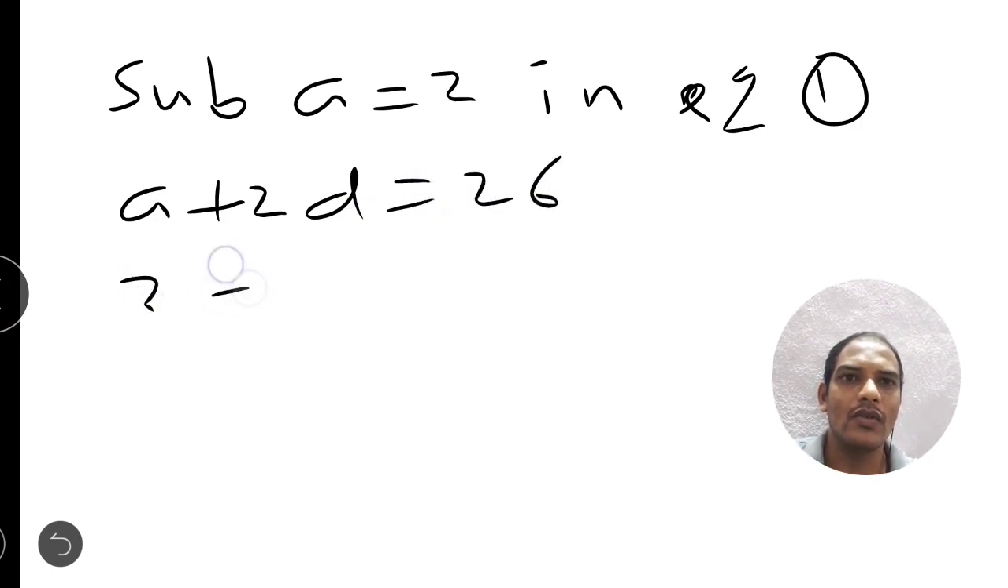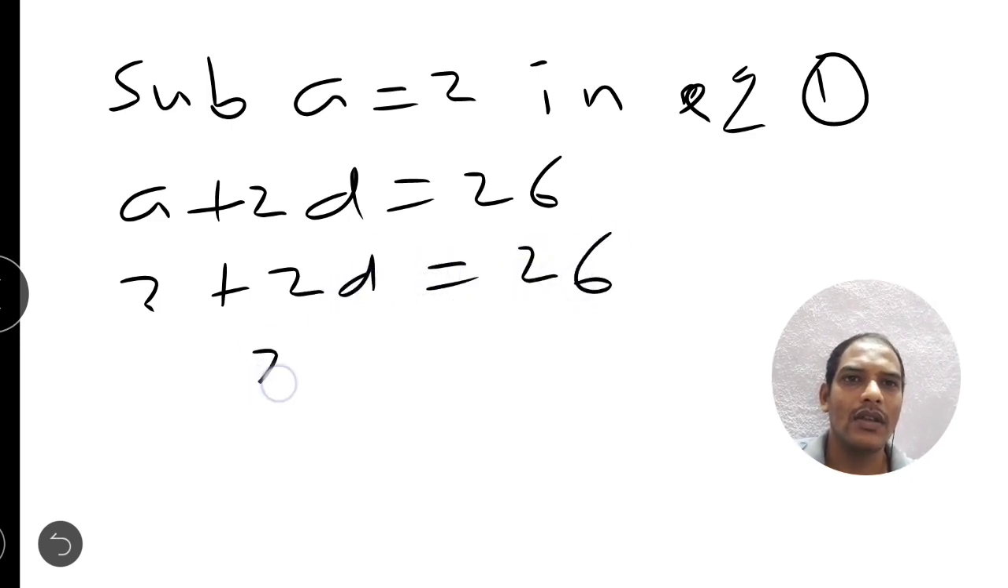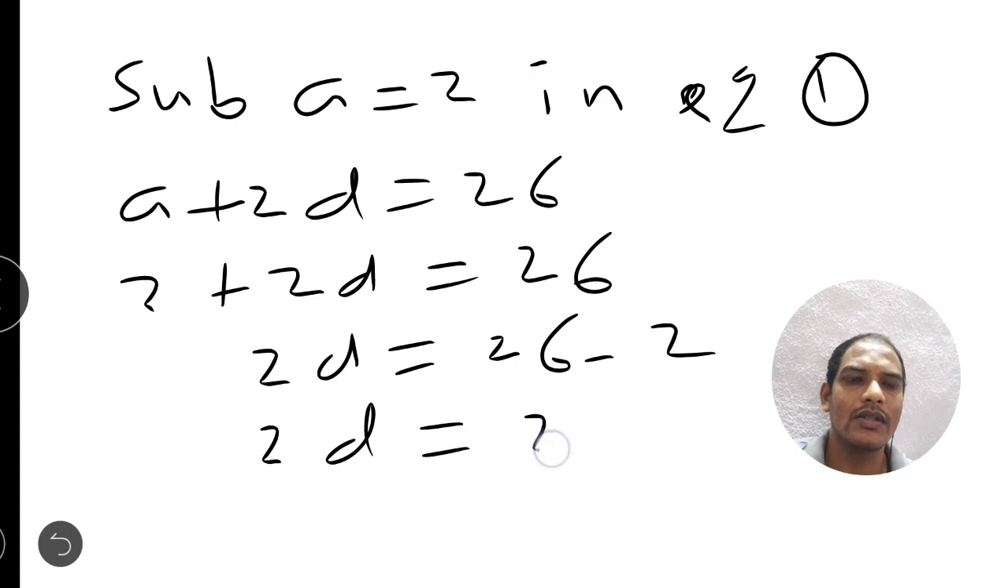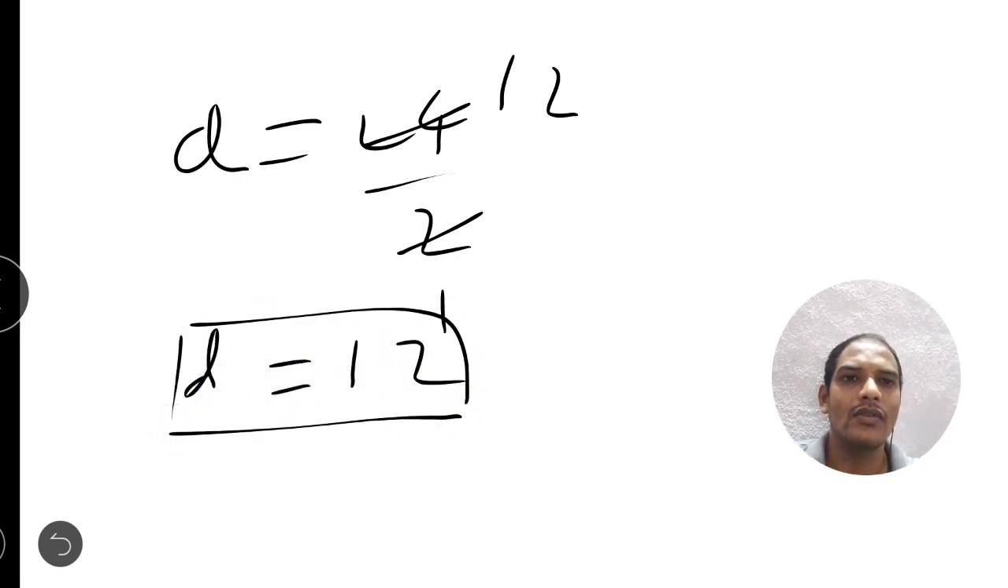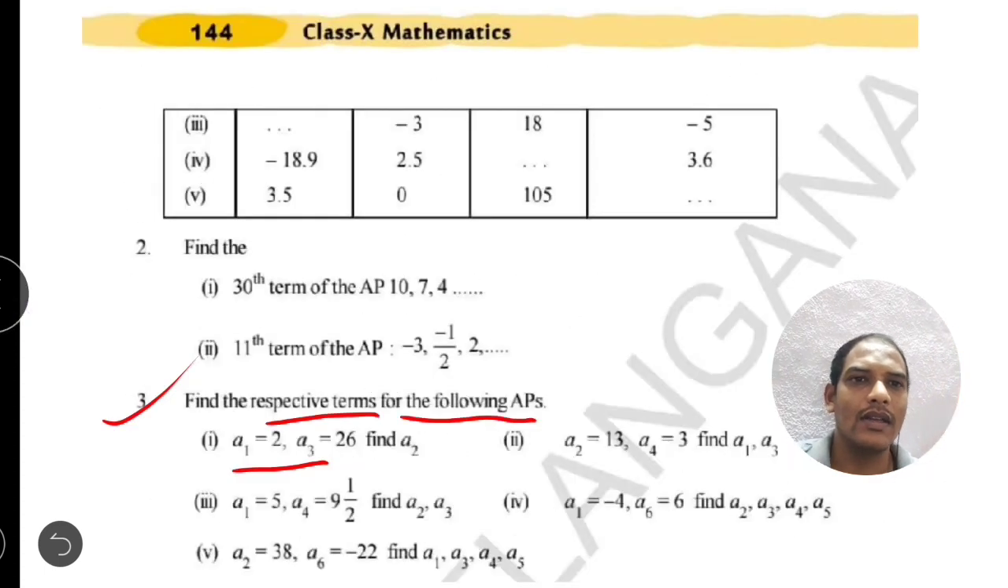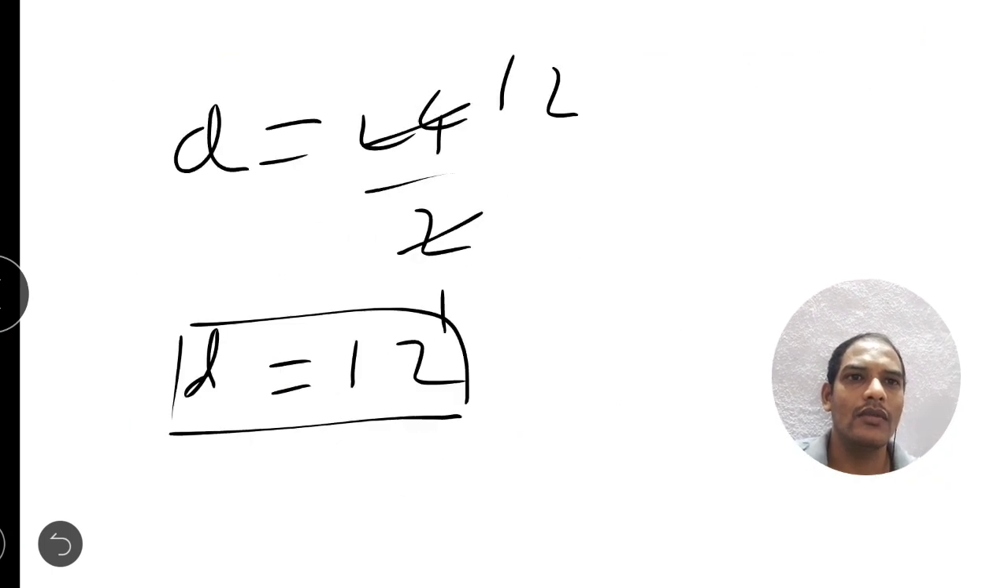A value 2 plus 2d equals 26. Then 2d equals 26 minus 2. Then 2d equals 26 minus 2 is 24. So then d equals 24 divided by 2. 2 twelves are 24. So d equals 12. So d value is 12. Now what he is asking, find the A2 value. So A2 value.